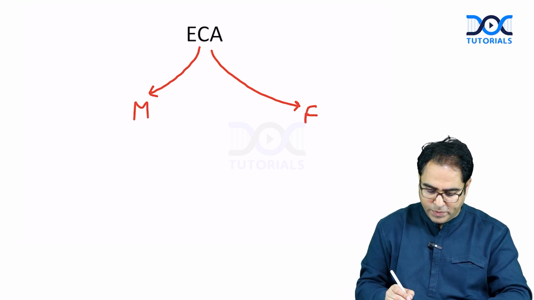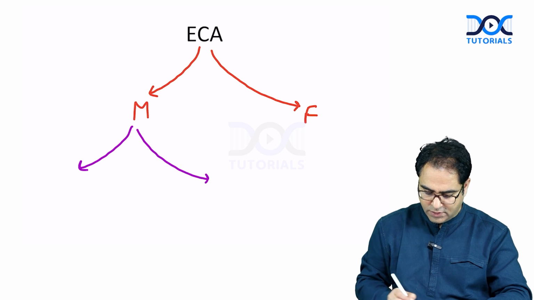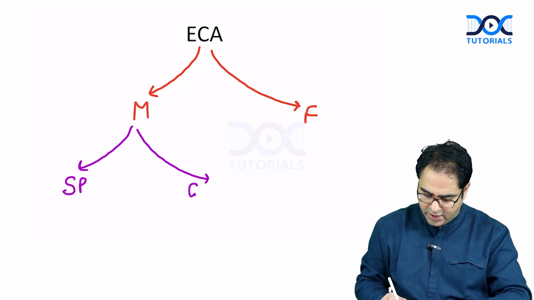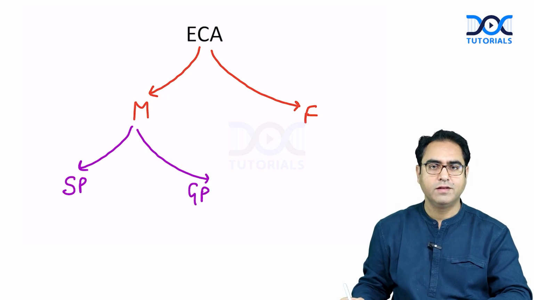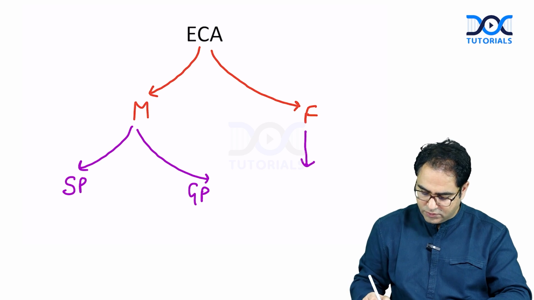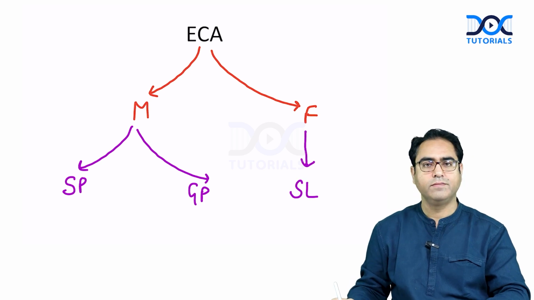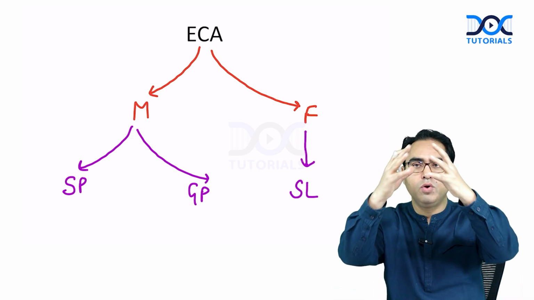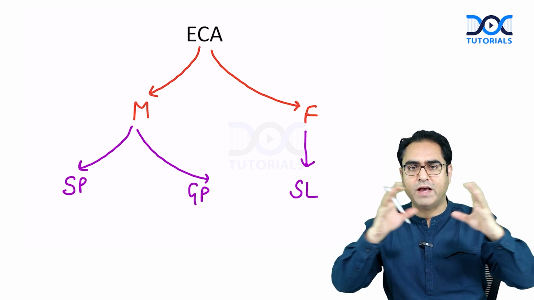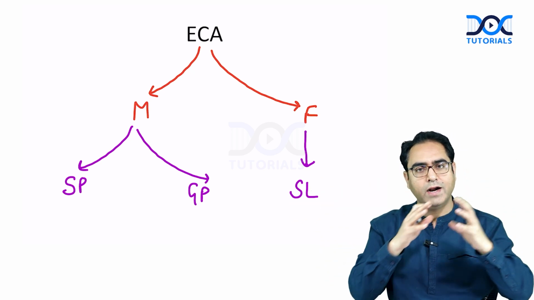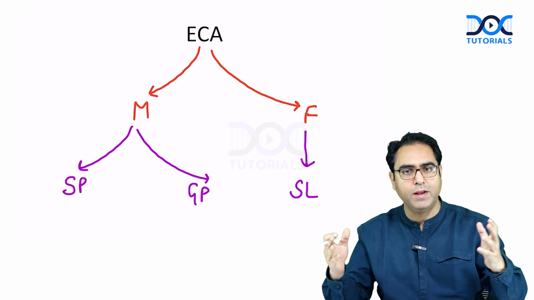From maxillary come 2 branches, sphenopalatine artery and greater palatine artery. And from facial come superior labial artery. Okay. From ECA, 2 arteries, maxillary and facial. From maxillary, 2 branches, sphenopalatine and greater palatine. And from facial, superior labial artery.